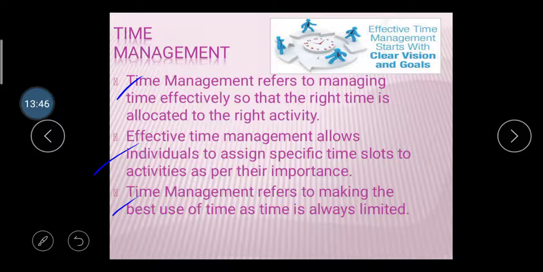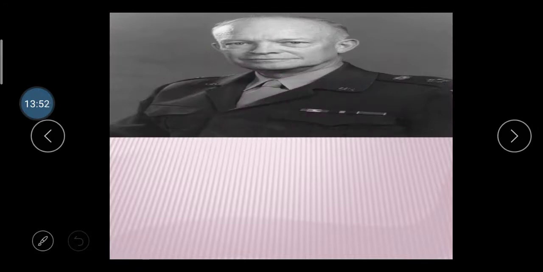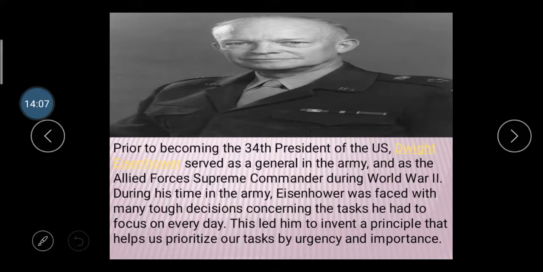Okay, then after, for the time management, here is a person who has given a matrix for doing this type of time management. Sometimes you have to face a conflict or problem in doing the time management. So here is a person whose name is Dwight Eisenhower, who has given the matrix for time management. This person, prior to becoming the 34th president of the US, was Dwight Eisenhower, and served as a general in the army.